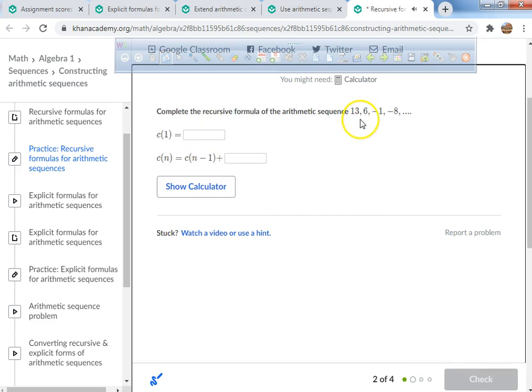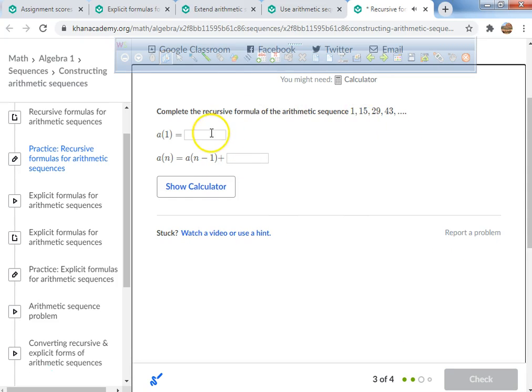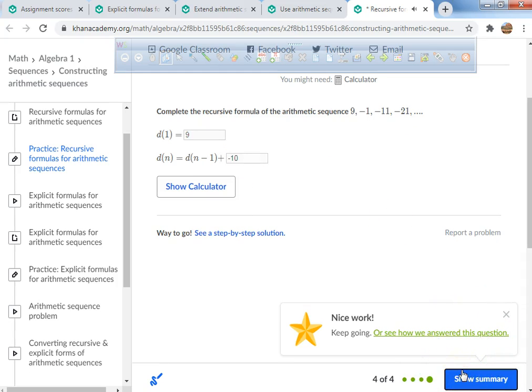Here, it looks like it's going down by 7, and our first term's 13, so we just put 13, and it's going down by 7. So you put a minus 7 because it's going down. You're adding a negative 7 over and over again. Here, our first term is the number 1, and it's going up by 14, so I'm just going to put 14. Here, our first term is 9, and it looks like it's going down by 10 each time. So put minus 10. And that's all you've got to do for that one.